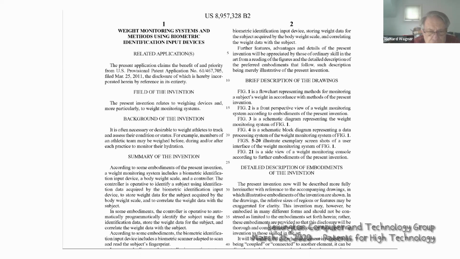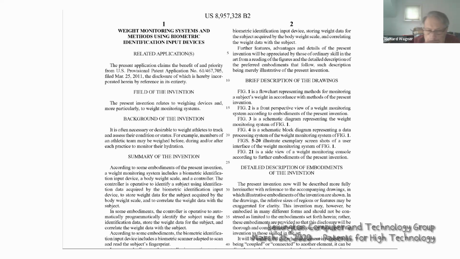When they say a brief description, it's usually one sentence that tells you what that figure is directed to, what it's supposed to identify. Okay, figure 1 is a flow chart representing methods for monitoring a subject's weight in accordance with methods of the present invention. Yes, it's a flow chart. Okay, you all know what that is. That's all that figure was directed to.